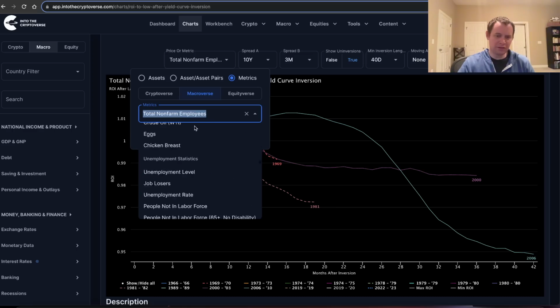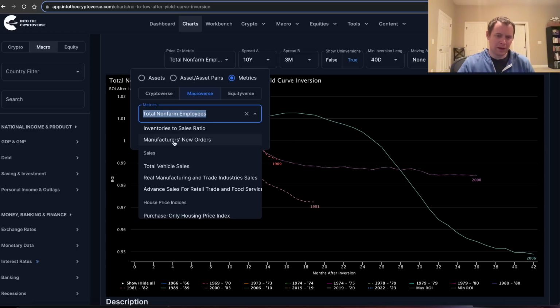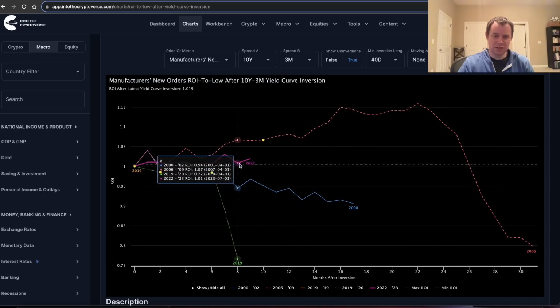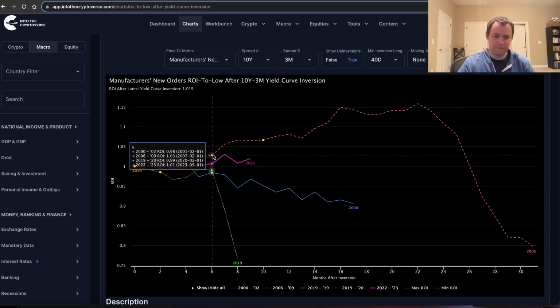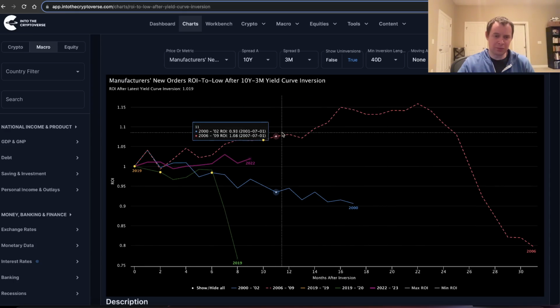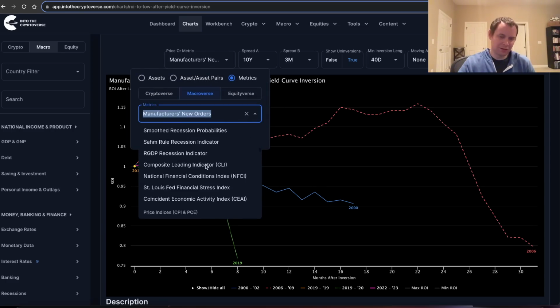Looking at a few others, maybe just one more. Manufacturers' new orders. This is the current cycle, the pink line. The financial crisis was the orange one, right? So we're underperforming that. We're overperforming what was going on in the dot-com crash. Maybe one more.